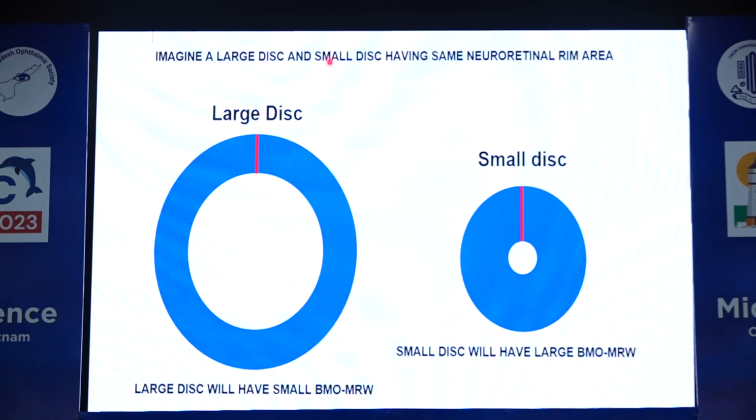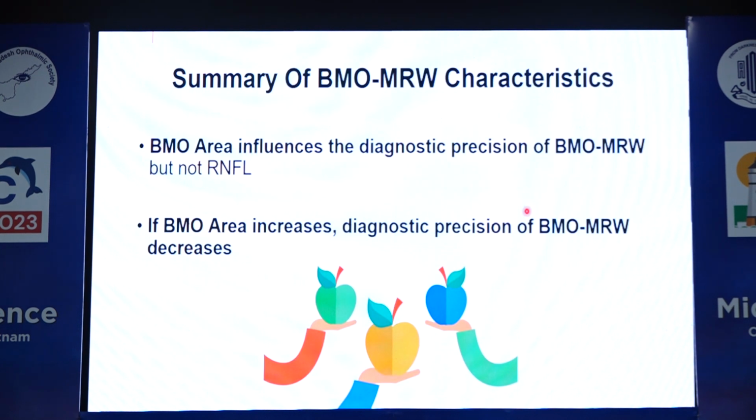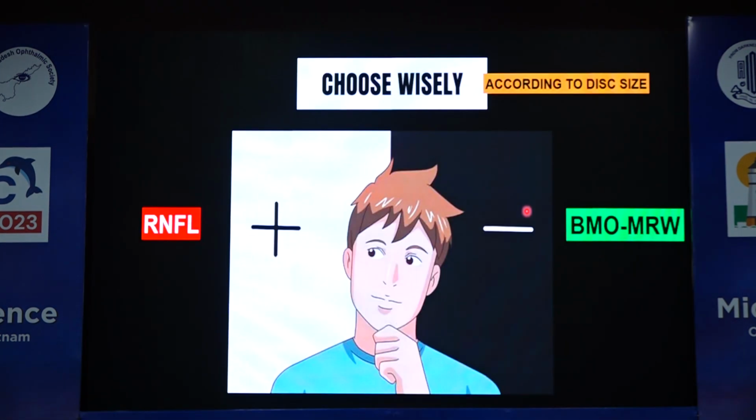Imagine a large disc and a small disc having the same area. So this patient and this patient, finally the neuroretinal rim area is the same. If you see the blue area, they both are the same. But a large disc will always have a small BMO MRW, whereas a small disc will always have a large BMO MRW. So this is the game-changing marker that OCT is giving us, because the influence of the disc size on BMO MRW is always there despite two areas being the same. So BMO area will always influence the diagnostic precision of BMO MRW, but not the RNFL which is passing into it. So these are some of the things which we need to know.